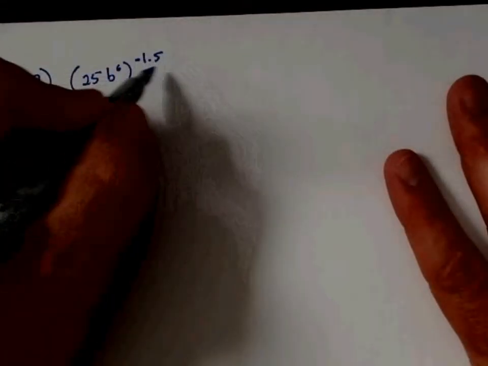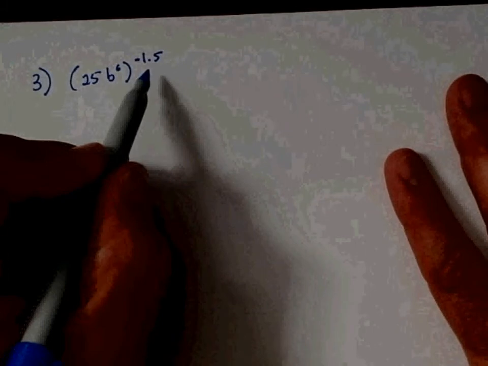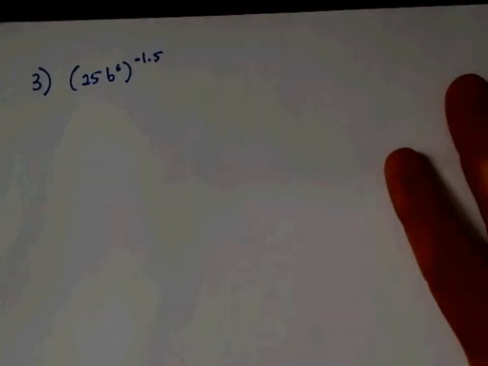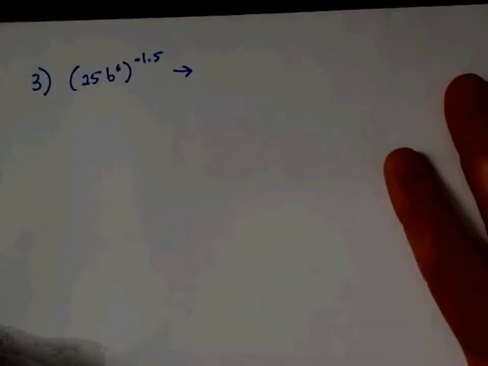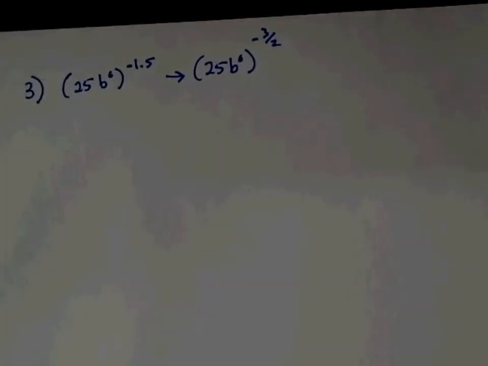So before we look at the negative exponent part, let's take the 1.5 and let's convert that to a fraction, because we are supposed to be dealing with fractional exponents. Okay? What is it? 1 1/2. So I'm going to do it as an improper fraction. So this is going to become 25 b to the 6th power to the negative 3/2. Yeah, it's a 6. Sorry. I'll do a little better on the next one.